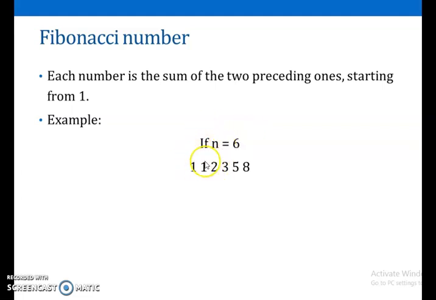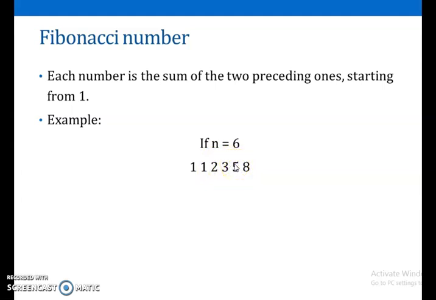So the first two numbers will be default numbers, so 1 and 1, and the third number would be the result of the sum of the two preceding numbers, 1 plus 1, and this comes as 2, and the next number is the result of the sum of the two preceding numbers, 1 and 2, which is 3, and 5 is the sum of 2 plus 3, and 8 is the sum of 5 plus 3.